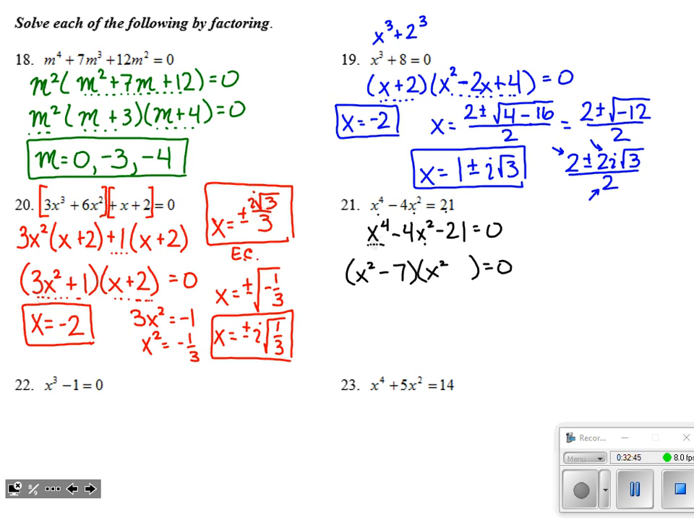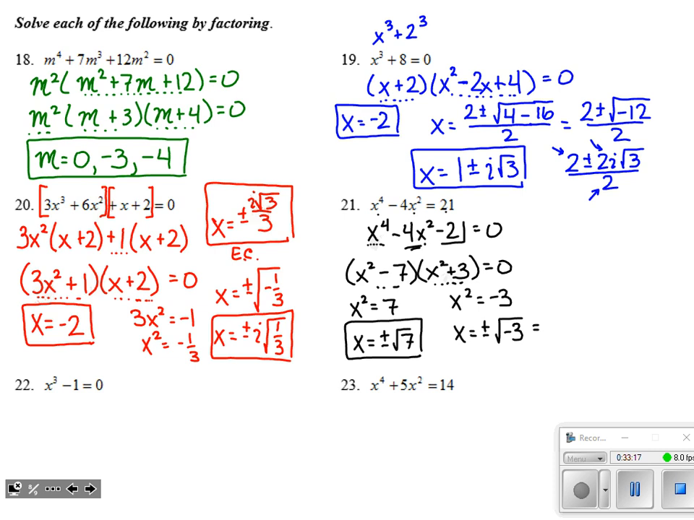I'm still finding magic numbers like minus 7 and plus 3 that multiply to be negative 21 and add up to negative 4. And now I just go about my solving. If this first factor were set equal to 0, I would have x squared equals positive 7. Then I'd square root both sides. x equals plus or minus root 7 is part of my solution set. For the second factor, I would have x squared equals negative 3, and I would square root both sides. I'd find x equals plus or minus the square root of negative 3, and it's an imaginary pair of solutions there, so I would just call that i root 3.